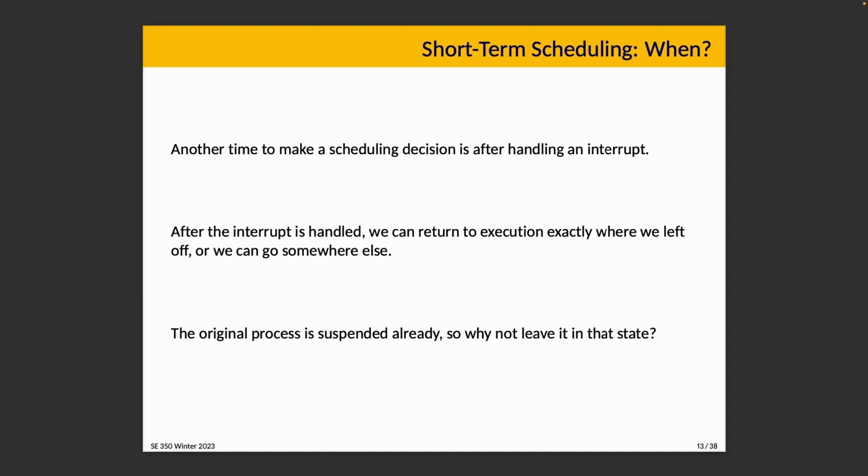And I mentioned this quite some time ago in the notes and in the videos, which is that after we handle an interrupt, that's also potentially an opportunity to change what task we're working on. After the interrupt is handled, we can return to execution just where we were, or we can pick up something else and carry on from there. There's no rule that says you have to do one or the other, right? The original process is already suspended. You could, if you wanted, leave it in that state and move on to something else.